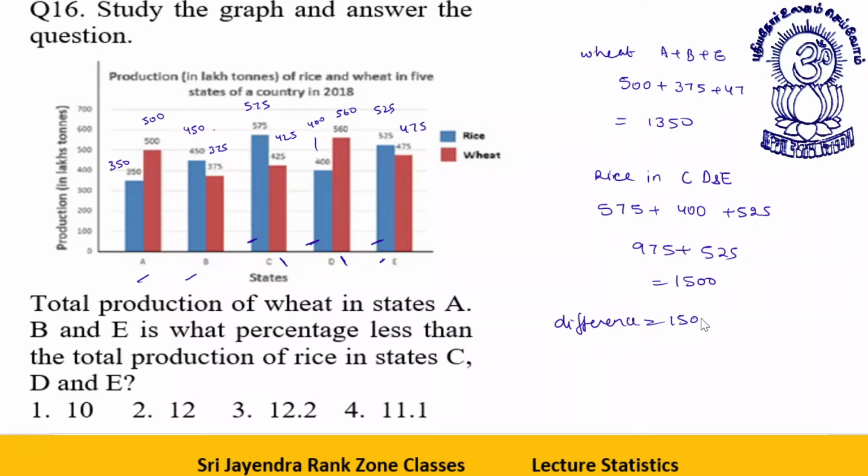Difference is 1500 minus 1350 or 150. So percentage difference is how much? This is percentage less, okay? 150 by 1500 into 100, directly you can say this is 10%. Is this part clear? Okay, dear students, let's proceed towards the next one.